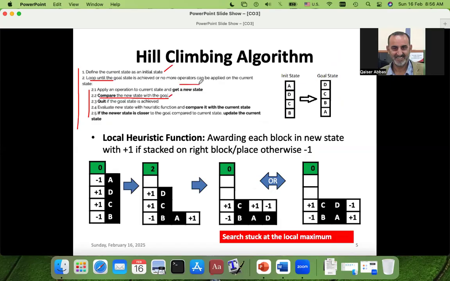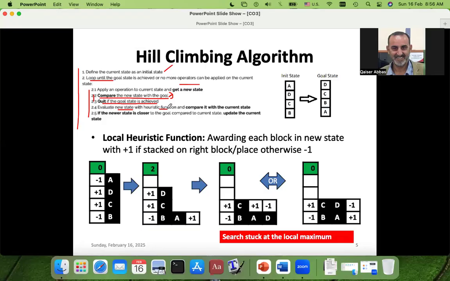If it is the goal, then we will go out of this algorithm. Quit if the goal is achieved. So now, if you achieved the goal, then quit. That is the simple state. And then you can merge these two values into one statement. And then we have this: if it is not the goal, then evaluate the new state with the heuristic function.